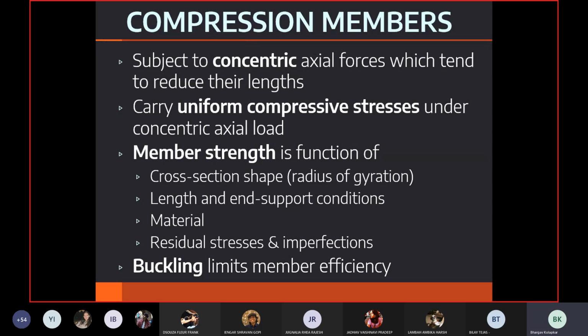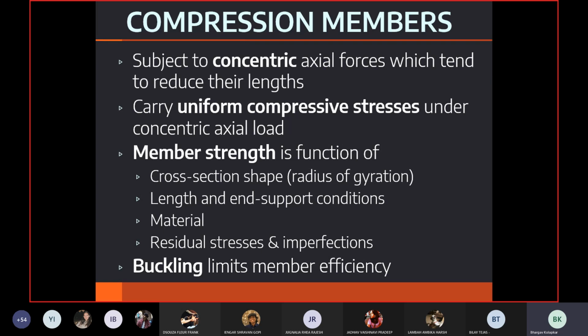One is the section modulus, and second is the radius of gyration. So we said that section modulus is a measure of bending strength of the member. Z, if you remember the notation. So Z, section modulus, is a measure of bending strength. Higher the value of Z, higher is the bending strength.